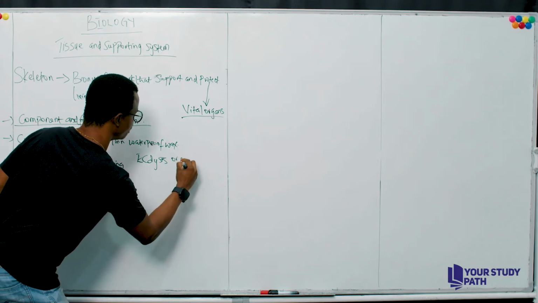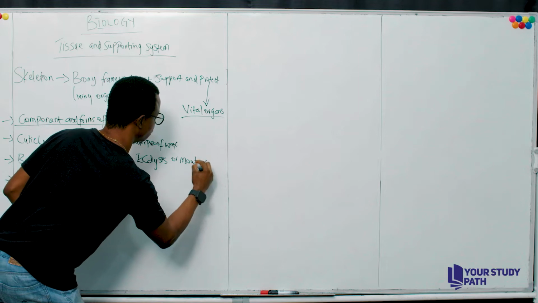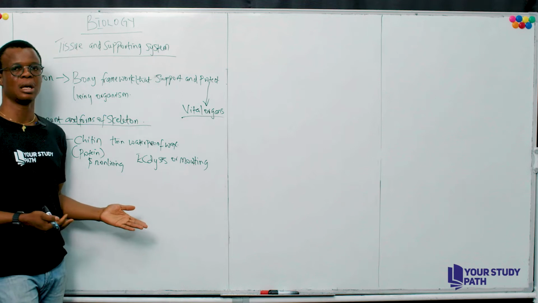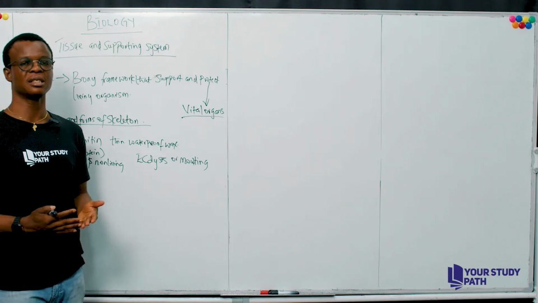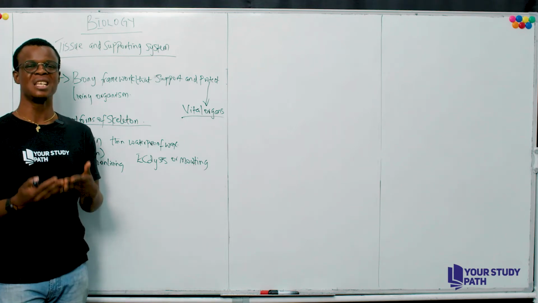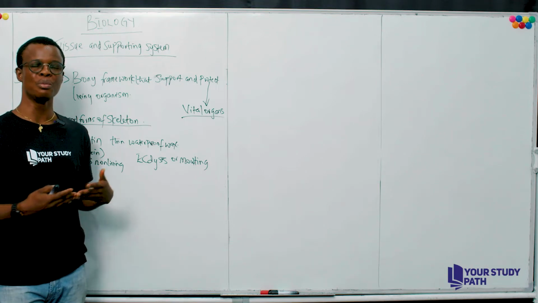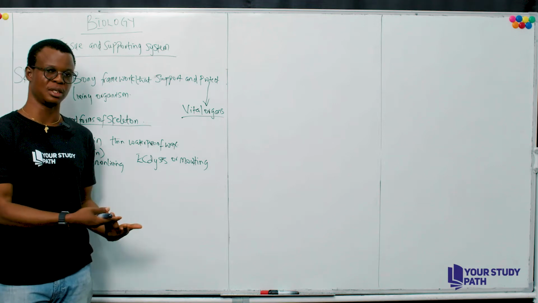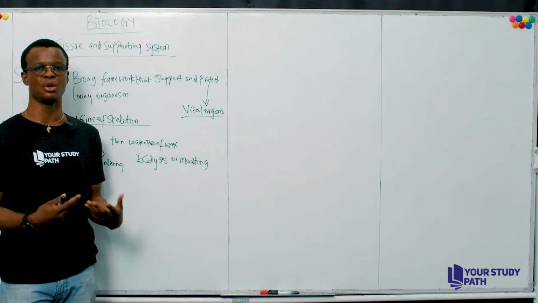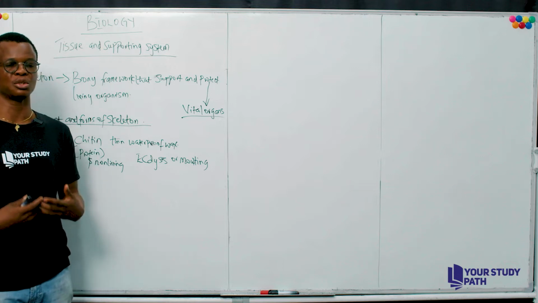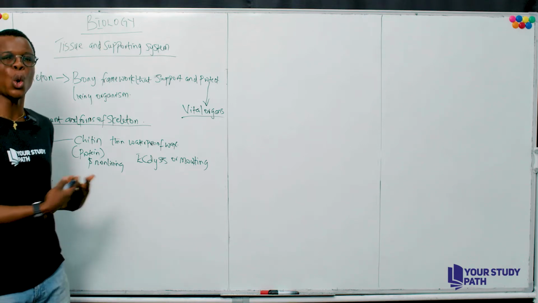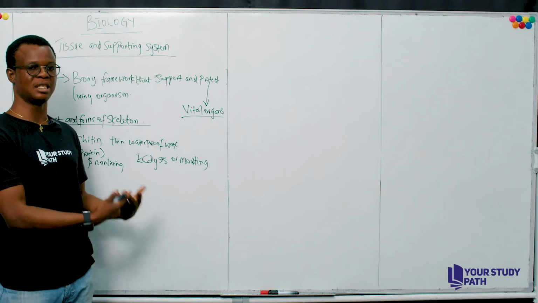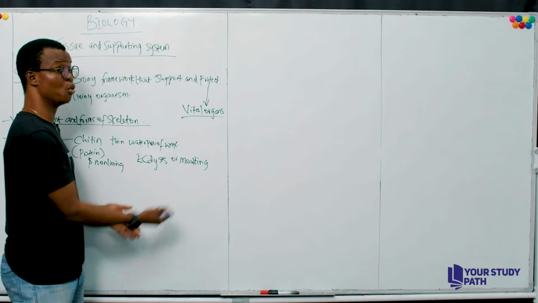Ecdysis, or call it molting. Now, what is ecdysis or molting? Ecdysis or molting is the process by which living organisms shed or remove their old skin to enable growth in such an organism. It is the process through which living organisms, such as insects and prawns, remove old skins so that growth may occur in them. That is what ecdysis or molting is all about.